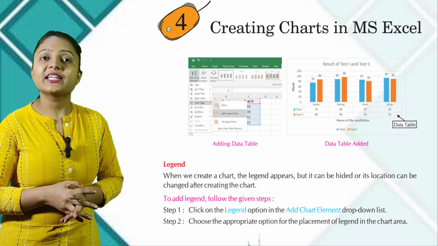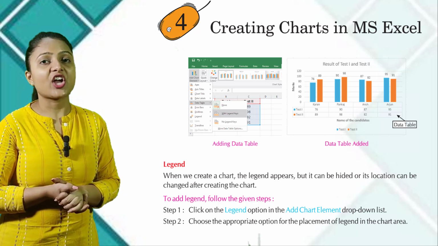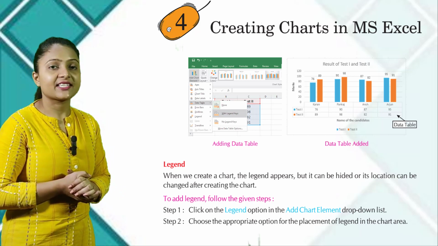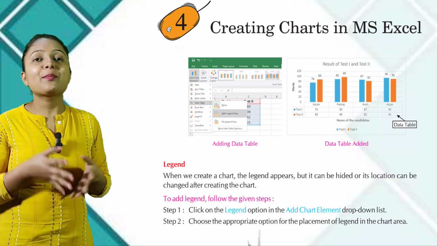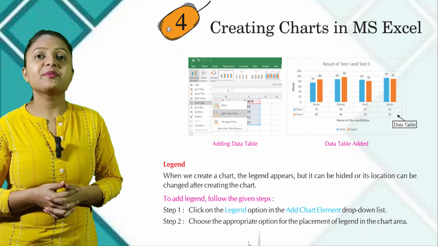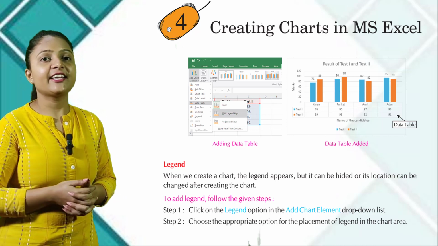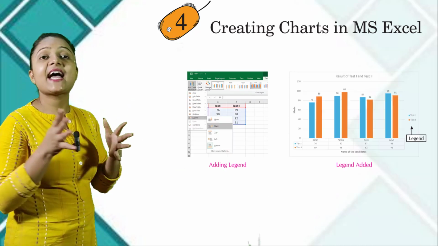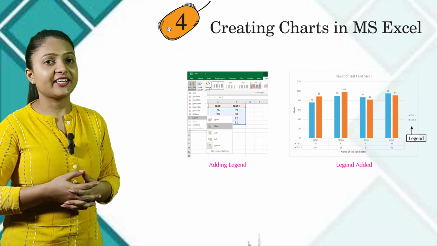Step 1, click on the Legend option in the Add Chart Element drop-down list. Step 2, choose the appropriate option for the placement of the legend in the chart area. In these images, you can see adding legend and legend added.